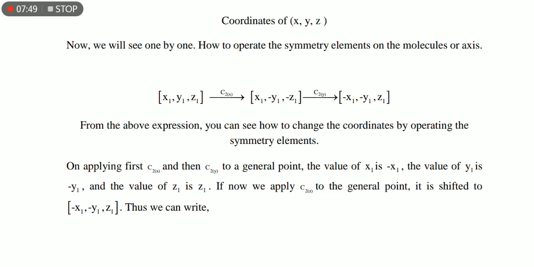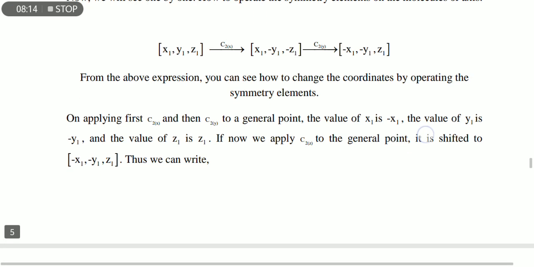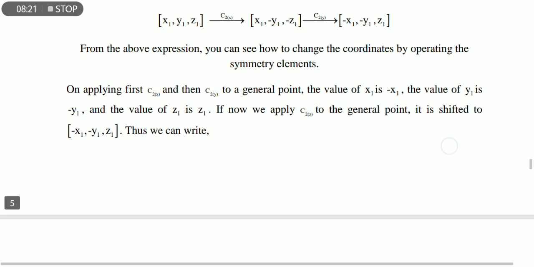x1, y1, z1 and C2 along the x-axis. We are operating the C2 symmetry element along the x-axis. It changes to x1, minus y1, minus z1. And again, if you operate C2 along the y-axis, it becomes minus x1, minus y1 and z1. From the above expression, you can see how the coordinates change by operating the symmetry element.